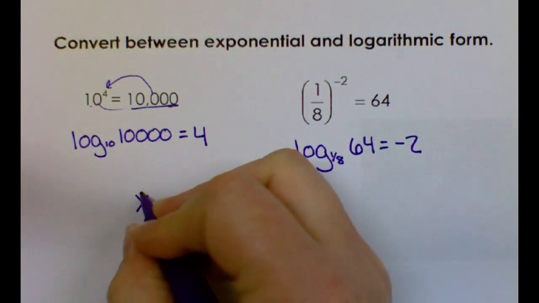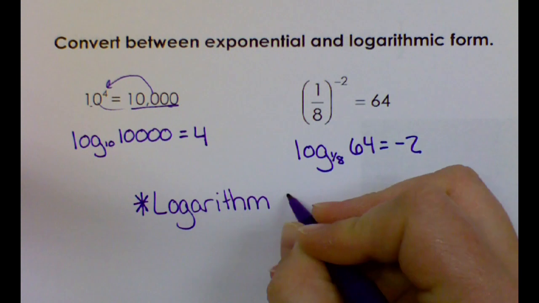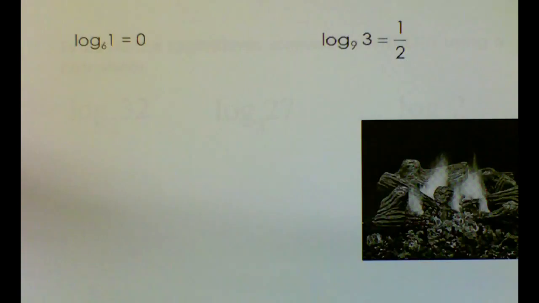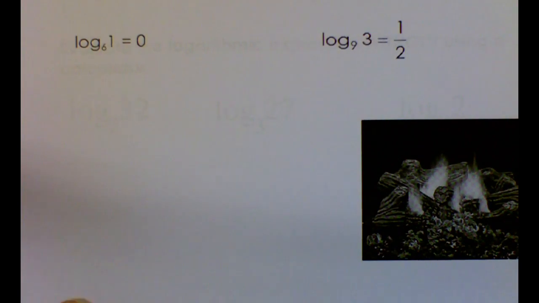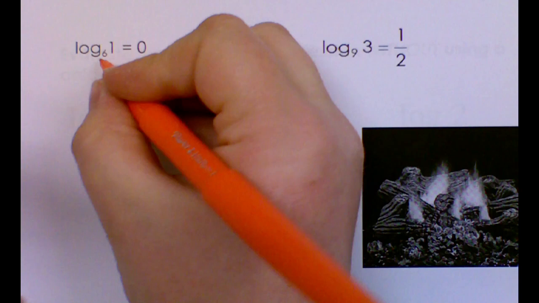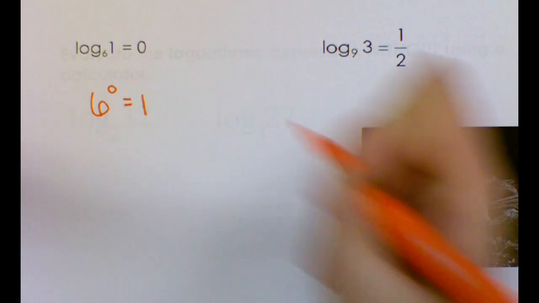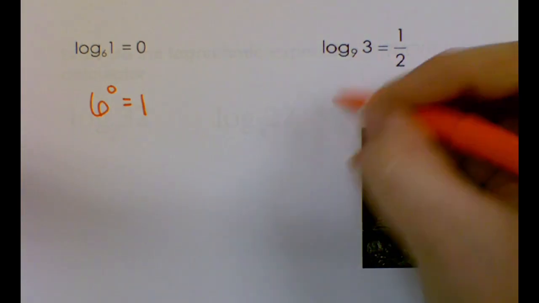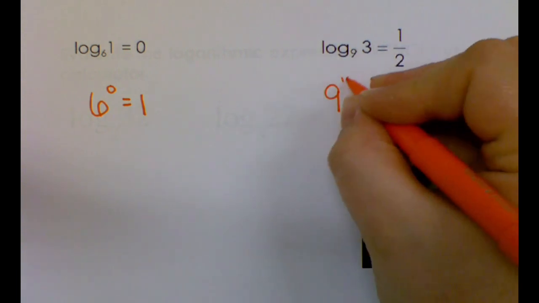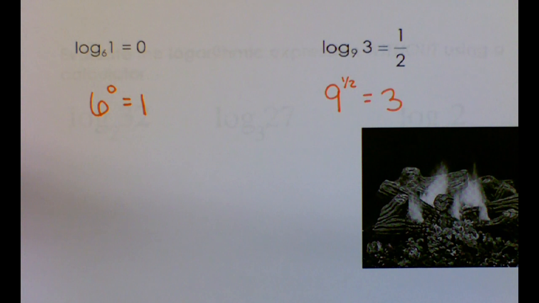Something that I cannot stress enough to you: a logarithm equals the exponent. So log base 6 of 1 equals 0. Let's rewrite that as an exponent. Well, the base of my exponent is the base of the logarithm, which is 6. The power is 0, and it equals 1. The second one, the base of my logarithm is 9, so the base of my exponent is 9. The power is 1/2, and it equals 3. Remember that a 1/2 power is a square root, and the square root of 9 is indeed 3.